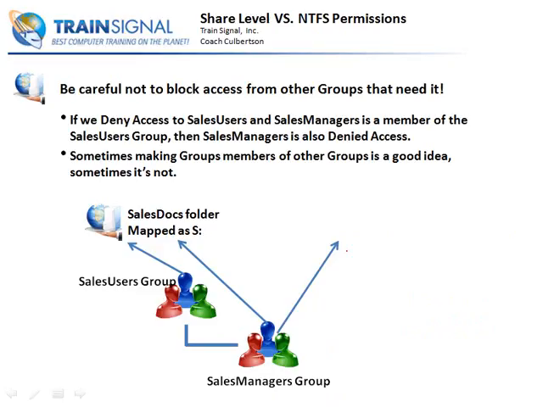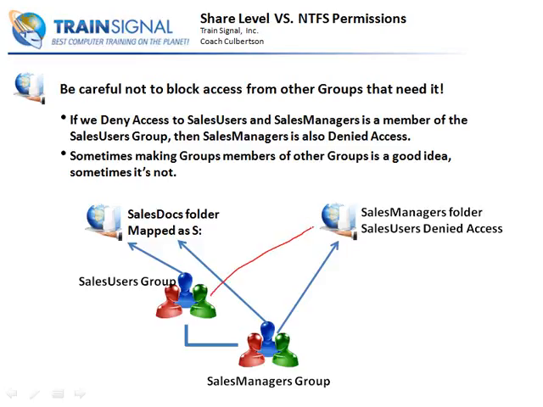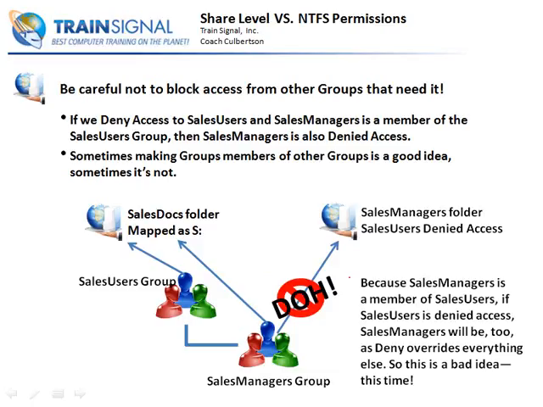You might end up inadvertently blocking access to a resource by denying access to a group, and then all members of that group, including other groups, get denied access. So let's say that we end up denying access for sales users for extra security. So let's say these guys, nope, no access for you. Well, then we have a problem, okay? Because sales managers is a member of sales users. If sales users is denied access, sales managers is too. The deny permission, just so you know, overrides everything. So this time around, this is a very bad idea.